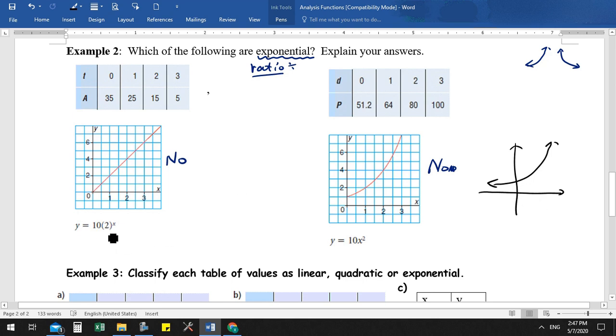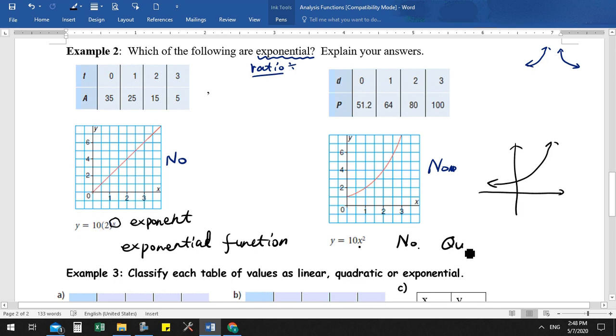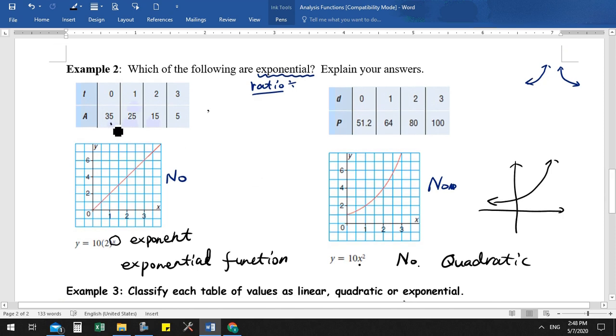And we are going to do this one. Here x is at the exponent, so the variable is at the exponent, it is an exponential function. And this one has the variable at the base, so it's not exponential, it is quadratic, because the highest degree is 2. Now we are going to see the two tables, each of them.